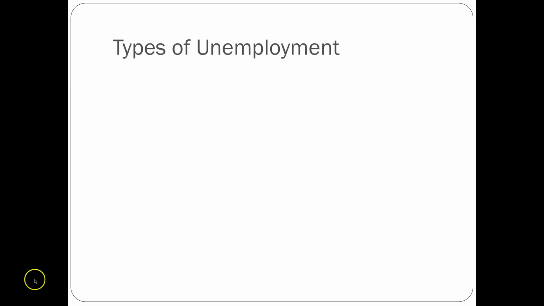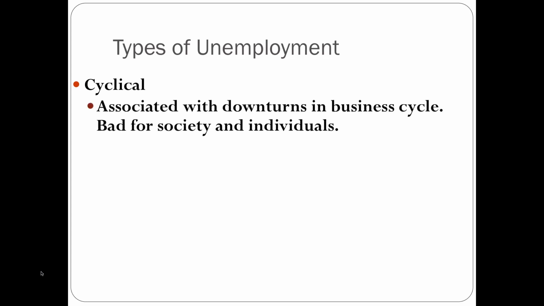All right, continuing here with some other types of unemployment. Cyclical. Generally, economists consider this the worst type of unemployment. It's associated with the downturns of the business cycle. It's associated with recessions and depressions. It's bad for society. It's bad for individuals. It creates a downward spiral, a downward cycle, where people are laid off, so they stop spending. So businesses start laying more people off, so there's less spending, which means you have more layoffs, and so then you have this downward spiral that can really hurt an economy. So cyclical unemployment is a very bad type of unemployment.